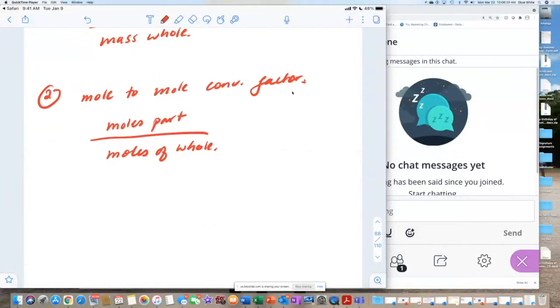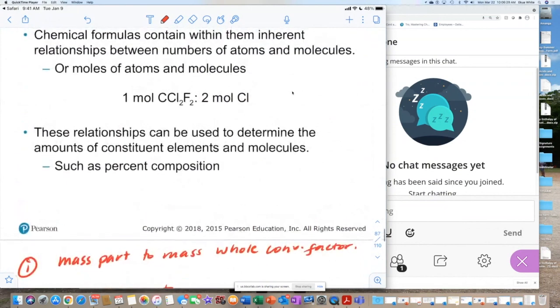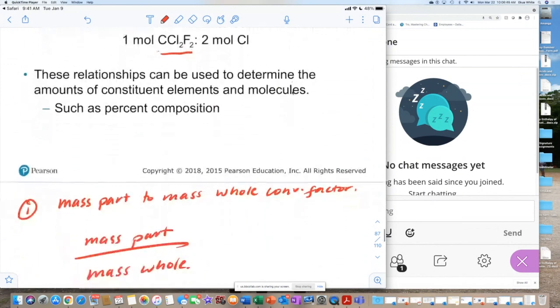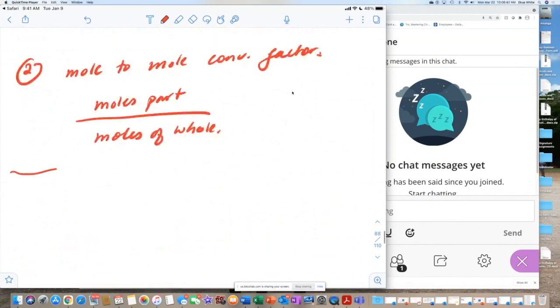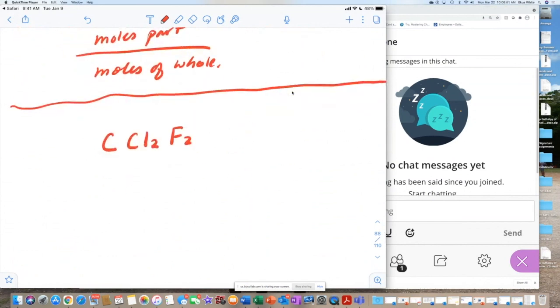It's important when you're given a chemical formula to tell what the ingredients of the part are in the whole. Okay. So our focus this time is not the mass. Our focus is the moles. So given this different kind of formula here, one carbon, two chlorines, and two fluorines, what is the molar amount of each? So we're going to be practicing how to get the moles of the part to the moles of the whole. You have C, Cl2, F2.